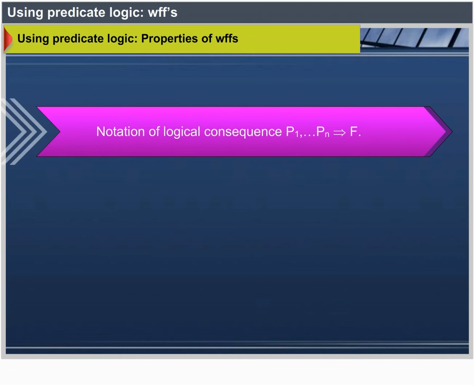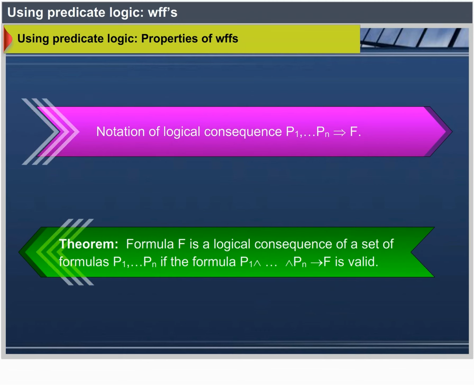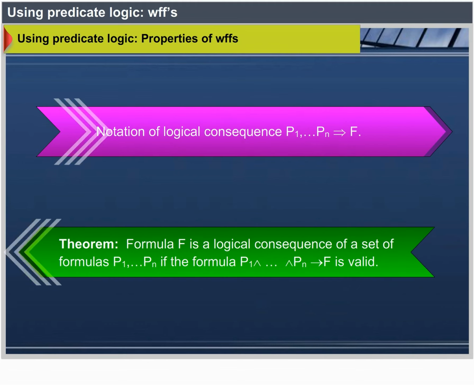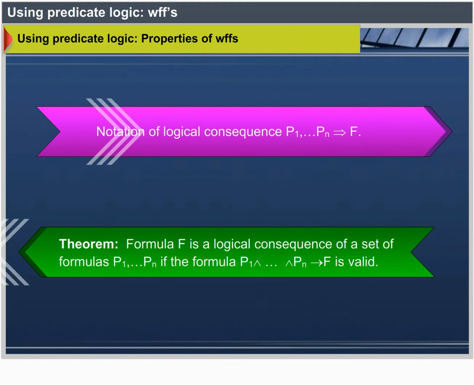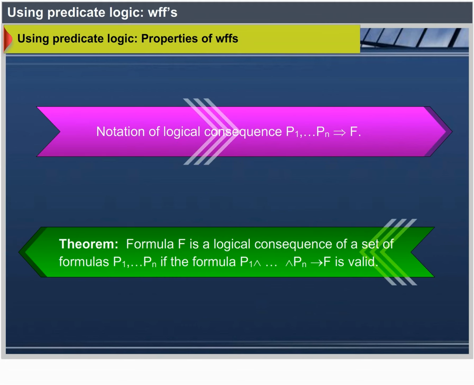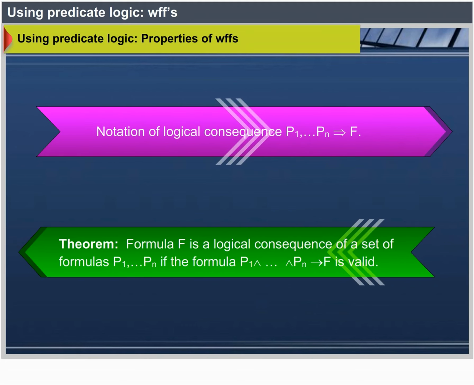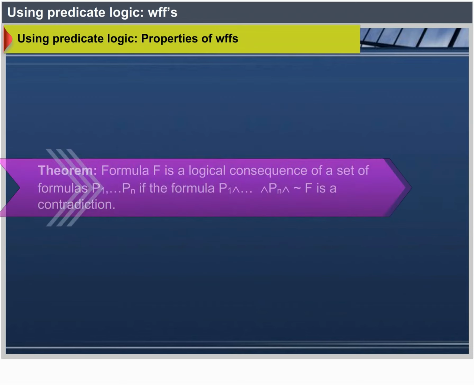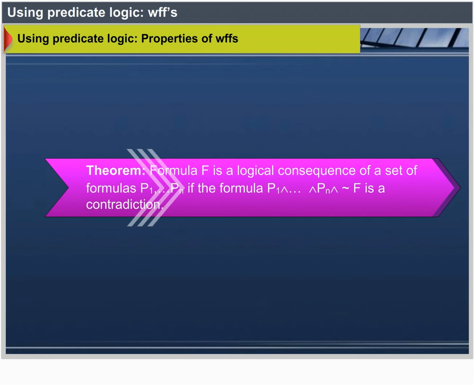Theorem. Formula F is a logical consequence of a set of formulae P1 up to Pn if the formula P1 and up to Pn implies F is valid. Theorem. Formula F is a logical consequence of a set of formulae P1 up to Pn if the formula P1 and up to Pn and not F is a contradiction.